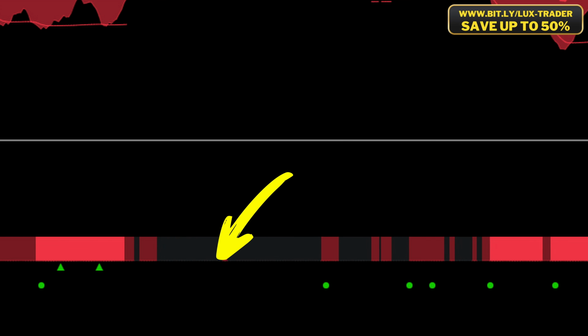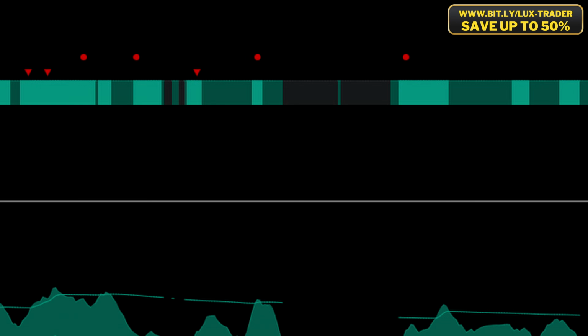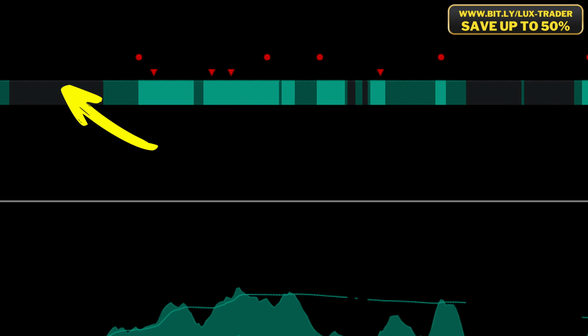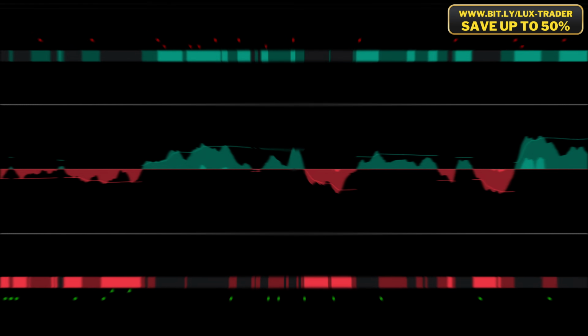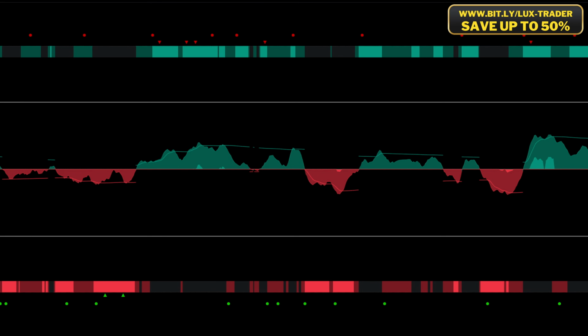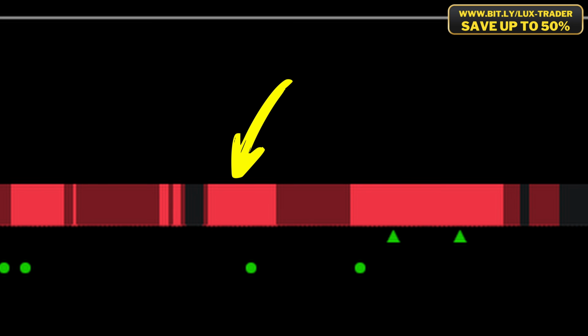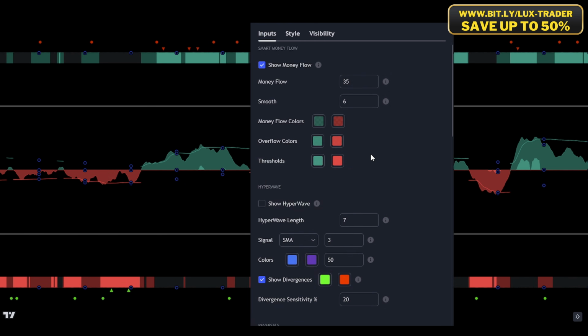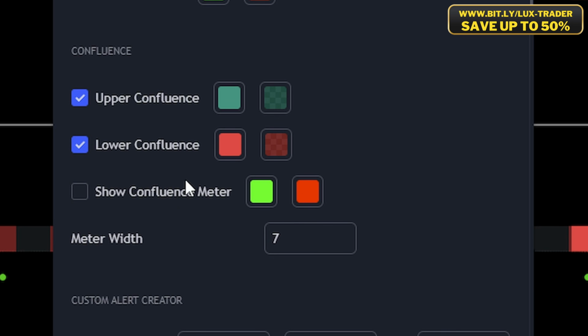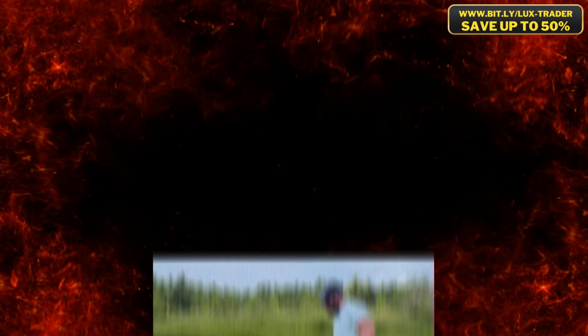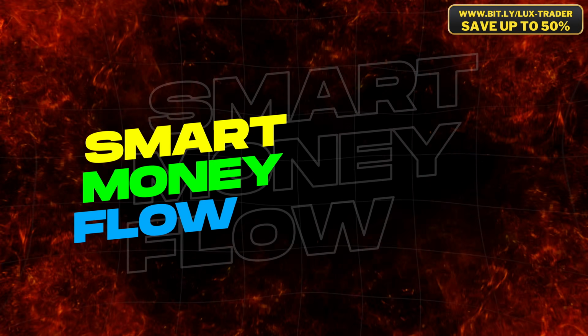First, we have the reversal signals. These signals operate independently from all other algorithms within the oscillator matrix, offering unique insights. Next, there's the Confluence section. This part of the indicator gathers information from all the components and visually represents them at the top and at the bottom of the chart, showing you whether the market conditions are bullish, bearish, or very bearish. Additionally, there's some extra functionality we can explore later, such as the Confluence meter, which provides even deeper insights into market conditions. But for now, let's dive deeper into the smart money flow.